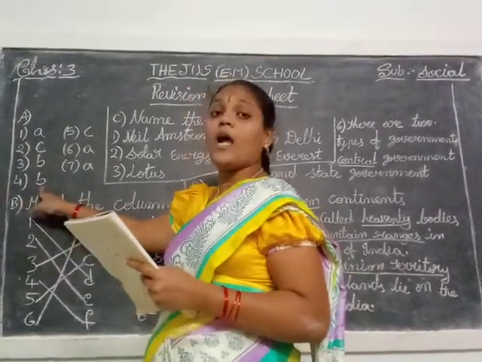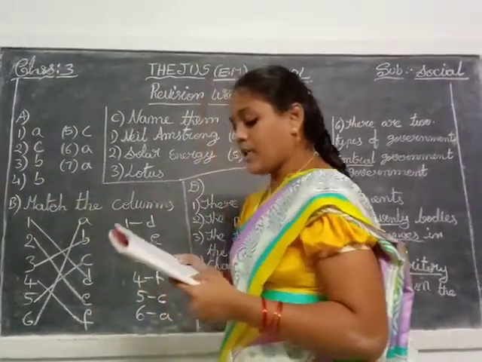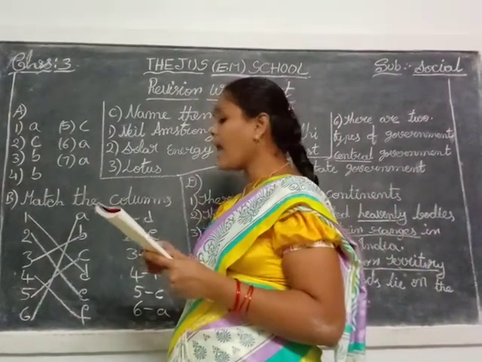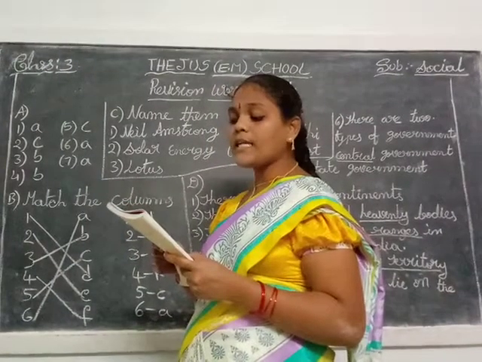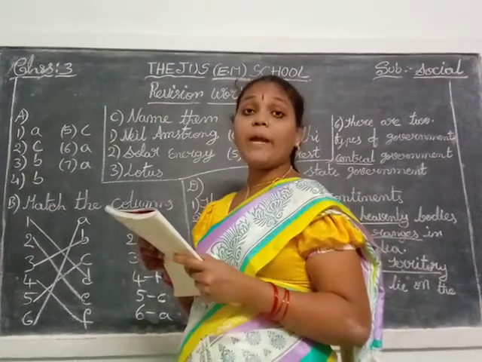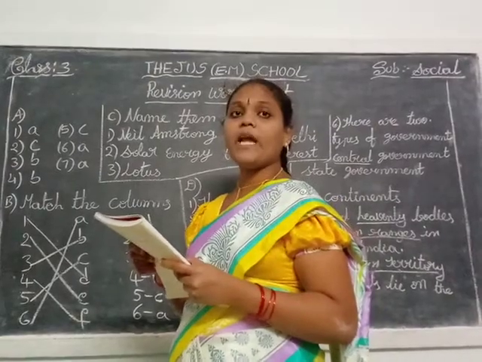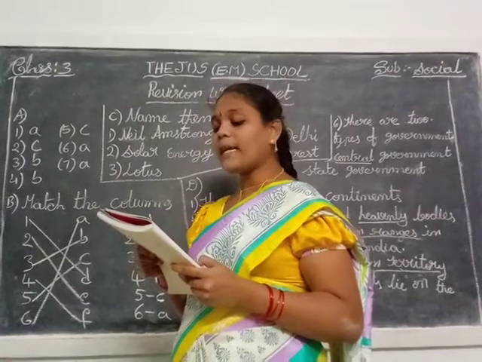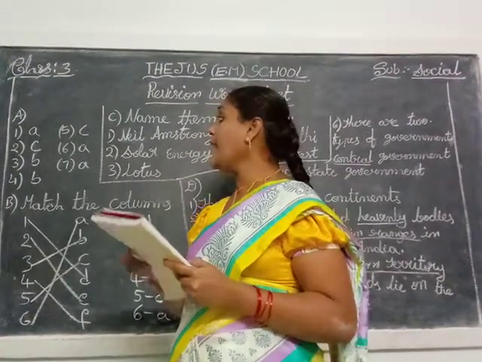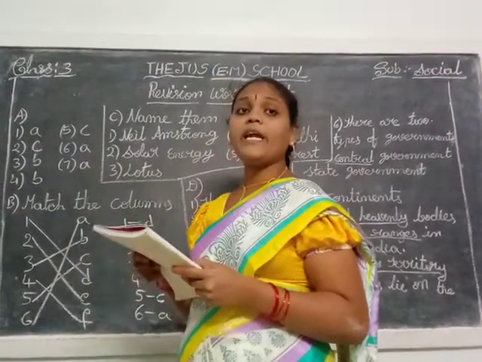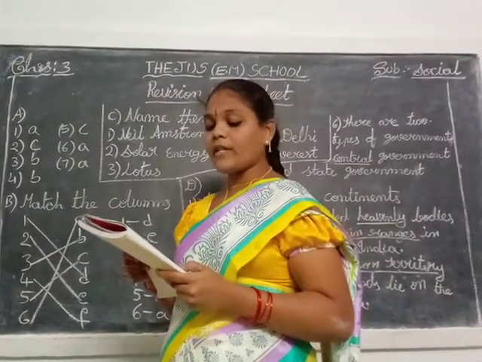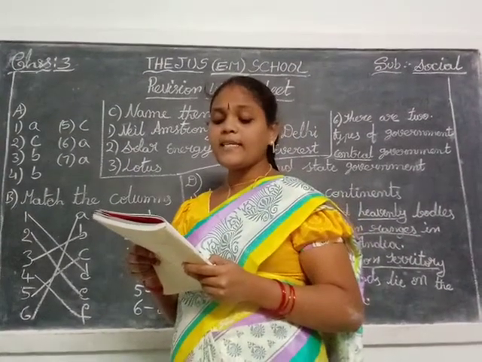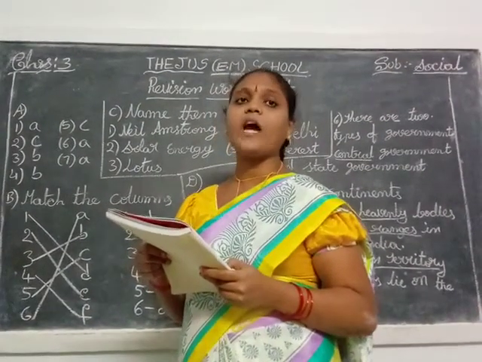Option B, Arabian Sea. Next fifth one, the Andaman and Nicobar Islands lie in the. Option C, Bay of Bengal. Next sixth one, the eastern and western coastal plains meet at. Option A, Kanyakumari. Seventh one, the Indian desert is also called the. Option A, Thar Desert.